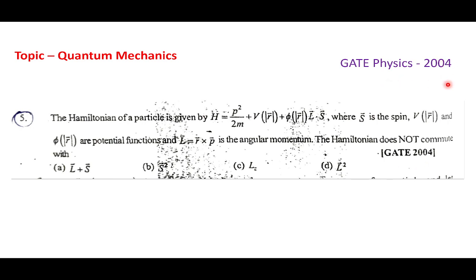This question was asked in GATE Physics 2004. Okay, so which option doesn't commute with your Hamiltonian? You have to find it. Please try. What will be your first step? Can you please tell? Anyone?